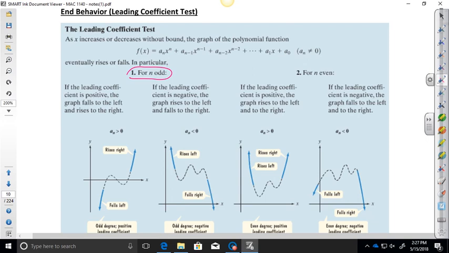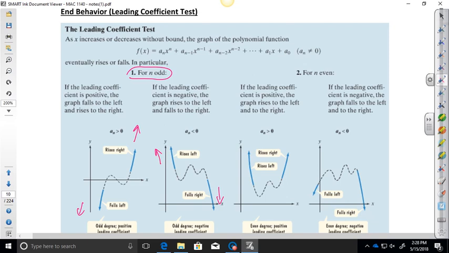How about if this number is negative? Then the opposite. Left end rises, right end falls. Just the opposite. So, if the degree is odd, the two ends behave in opposite directions. If it's positive, then it falls, rises. If it's negative, then rises, falls. Okay? If a_n is positive, right end rises, left end falls. If a_n is negative, left end rises, right end falls.